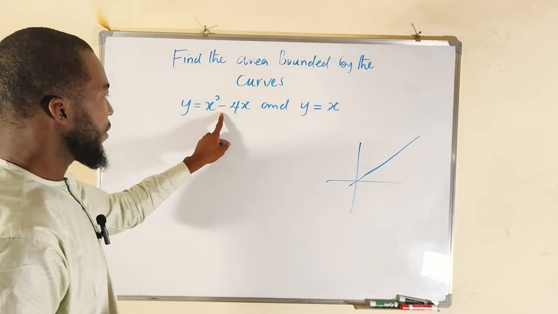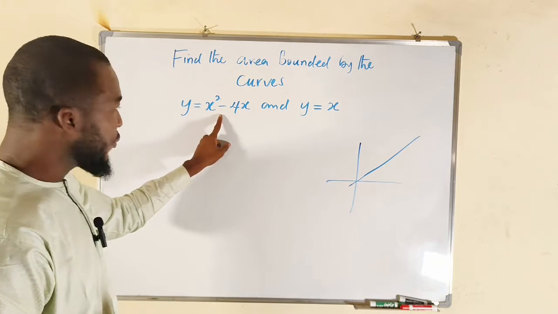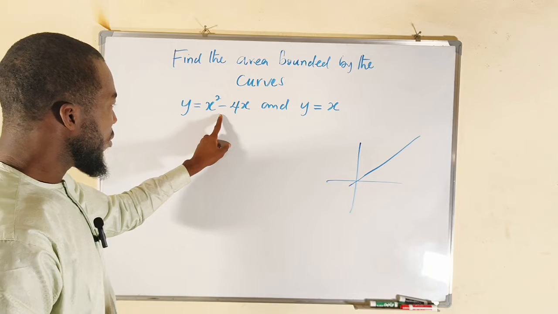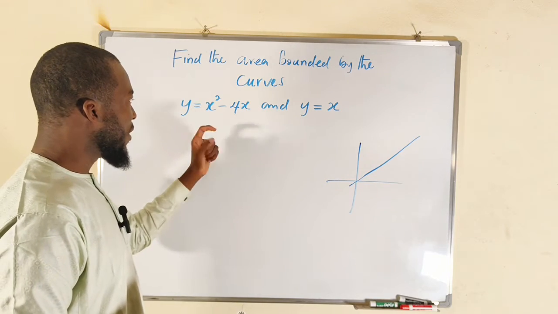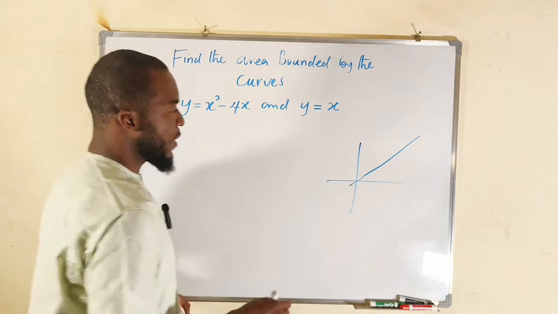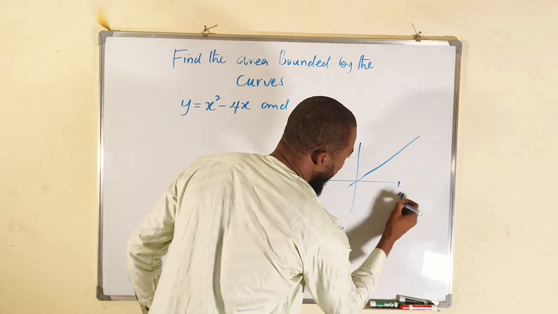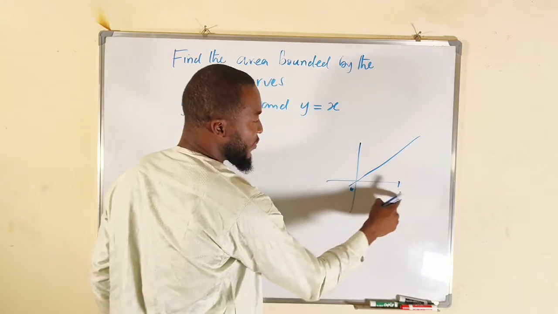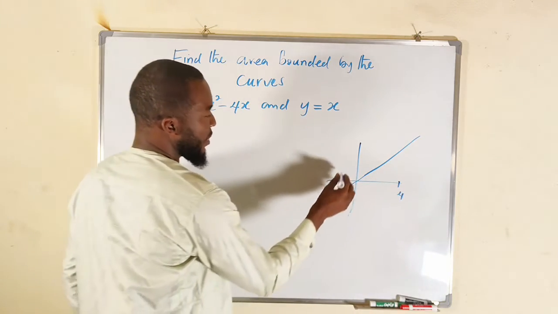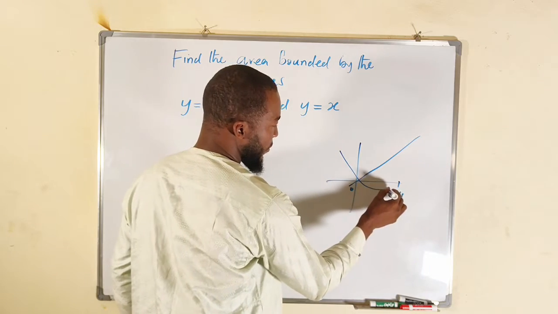And what about this one? The moment you set this equation to be equal to 0, you obtain the values of x to be either 0 or 4. So we have 4 here, we have 0 here. So it passes through this. Something like this. I'm just sketching.